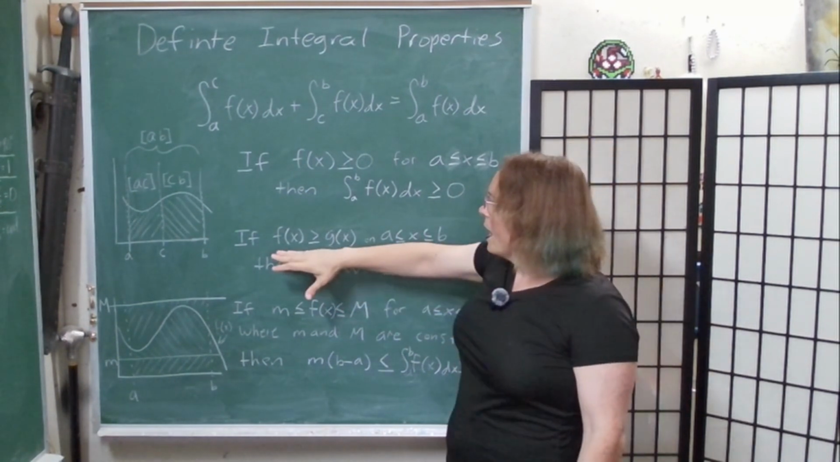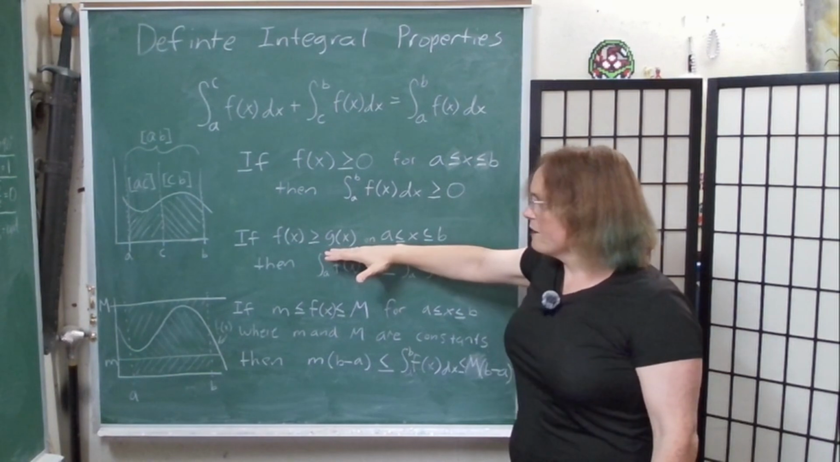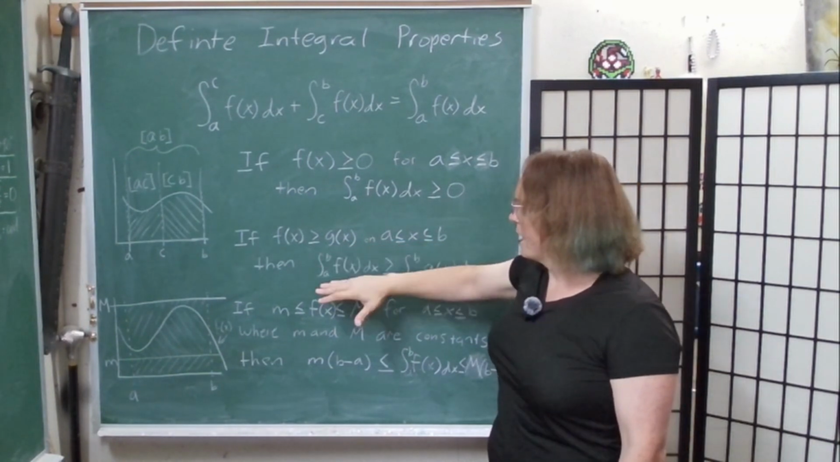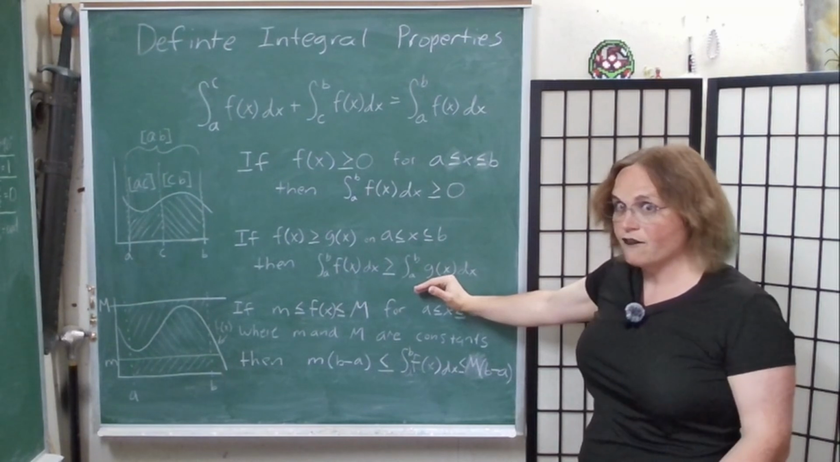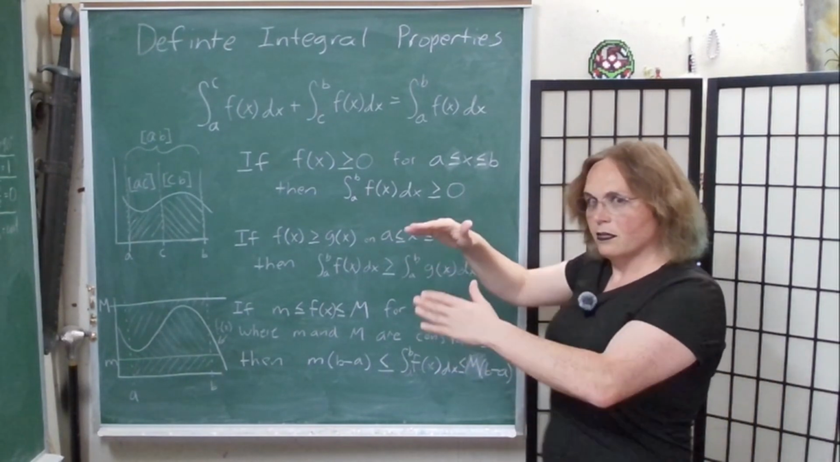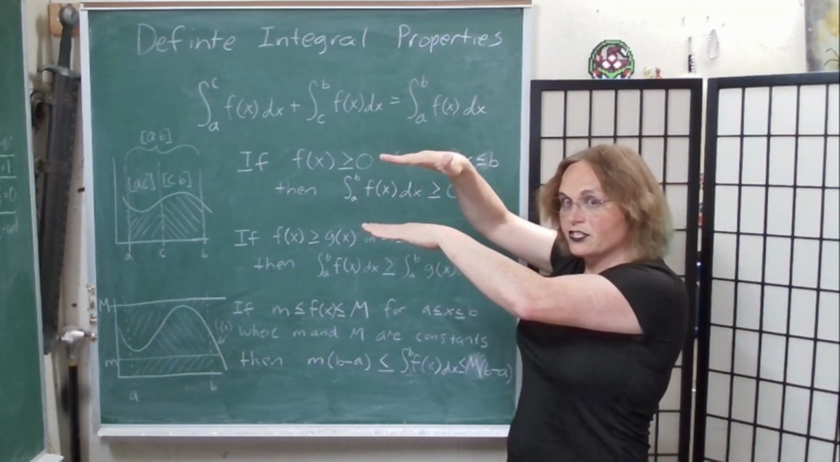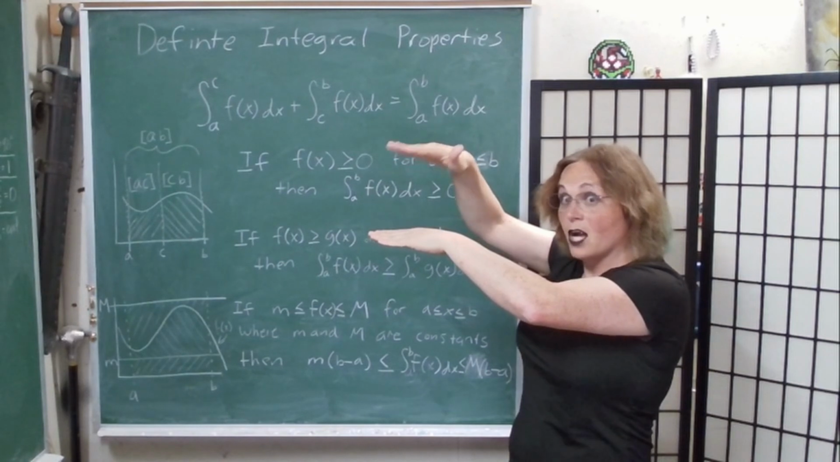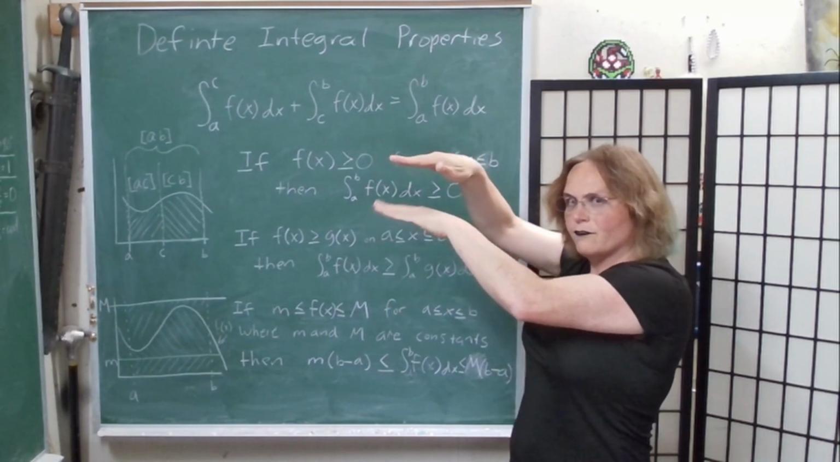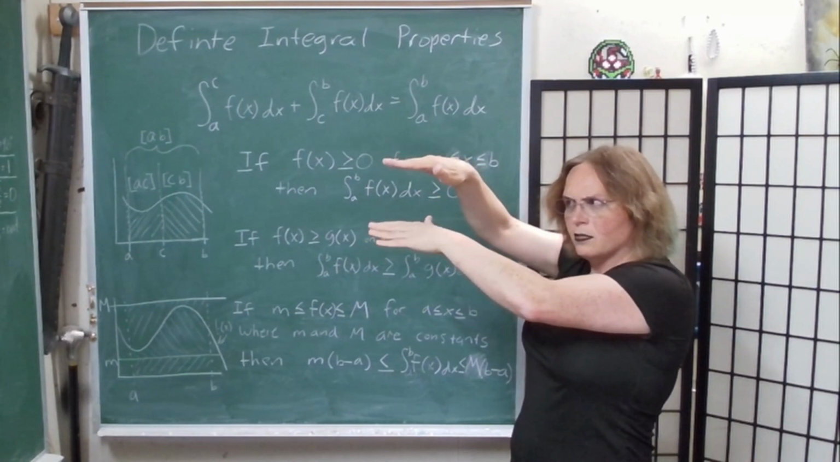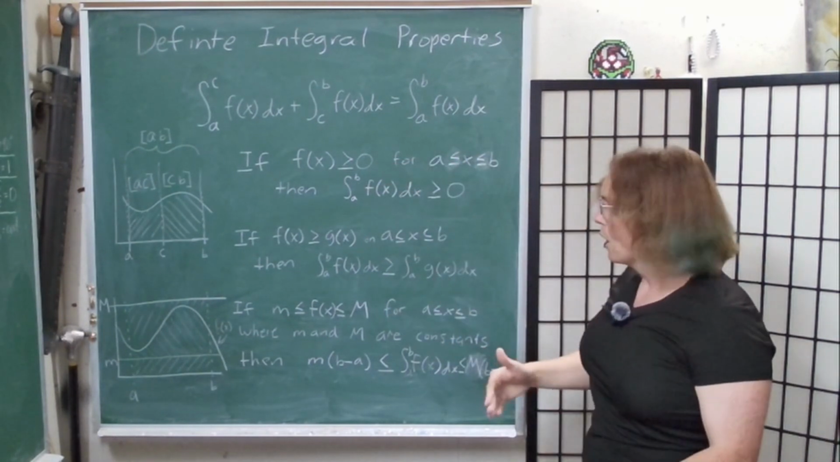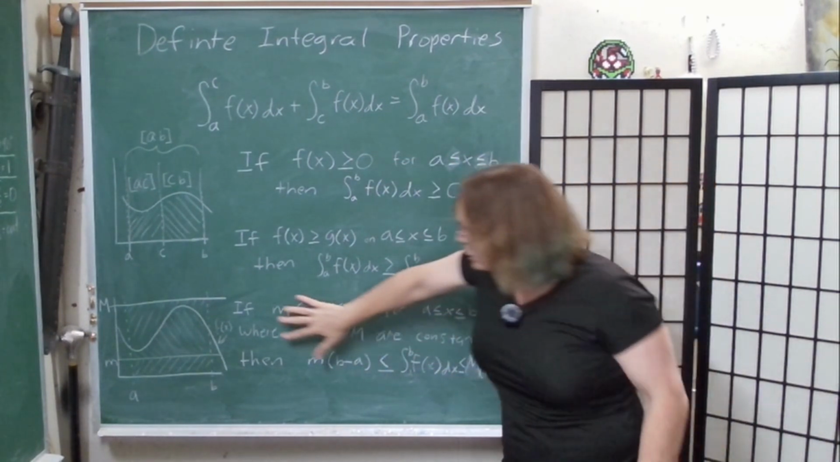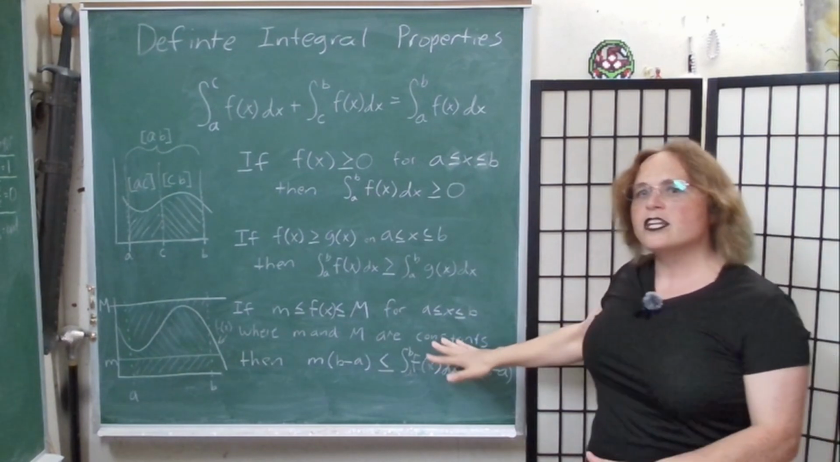And then here, if f of x is greater than g of x, that means that the area of f of x should contain the area of g of x. Again, because if f of x is here and g of x is here, and we're talking about the area under f of x, well, if g of x is below f of x, g of x is contained in the area of f of x. Again, that makes sense.